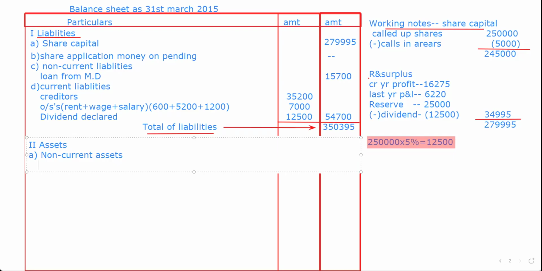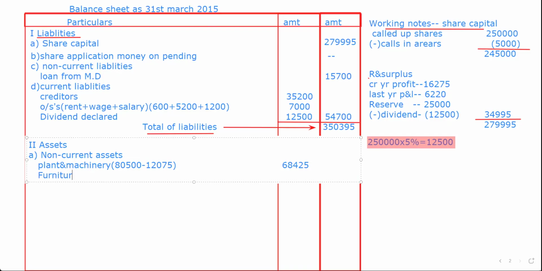So tangible, he gave me plant and machinery and he has given me the furniture. First and foremost, I'm going to take only these things first. Then I'll see any other things. So plant and machinery, he has given me amount is somewhere 80,500 minus depreciation. How much I have got as depreciation? 12,075. So that net amount I have to find out. So 80,500 minus 12,075, which is equal to 68,425.